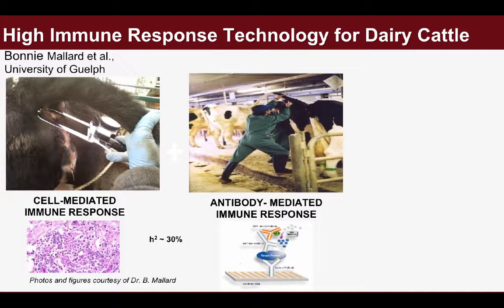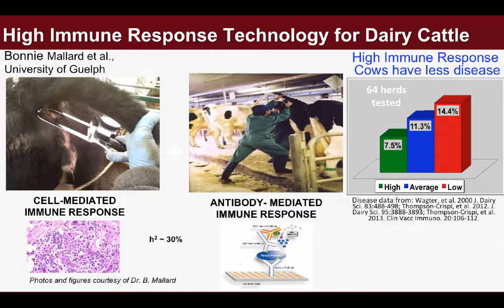To measure antibody-mediated response, blood samples are taken after exposure to a pool of antigens, and the antibody activity is measured using an ELISA test, with more antibody activity indicating a higher antibody response. Results in this bar graph show that on average, cows that score high for both of these tests have less disease, showing the value of these immune tests.